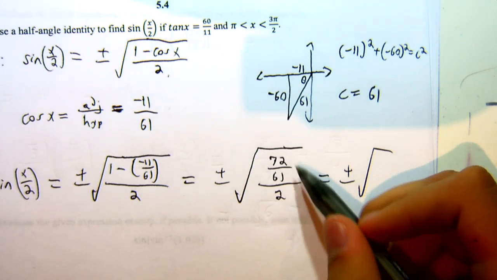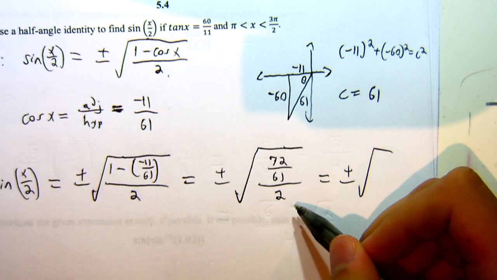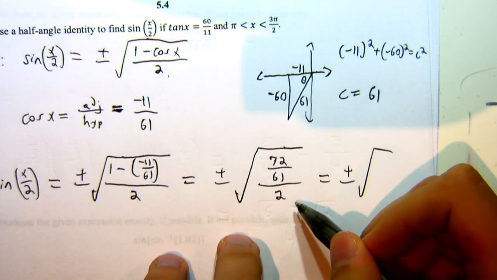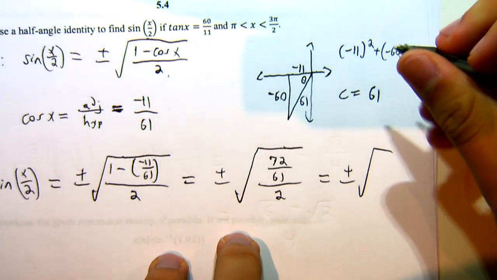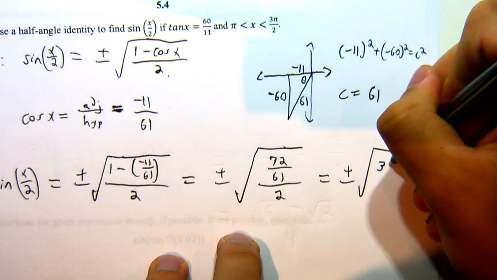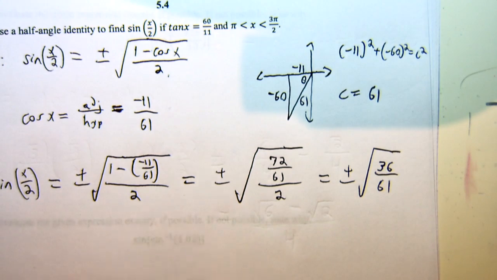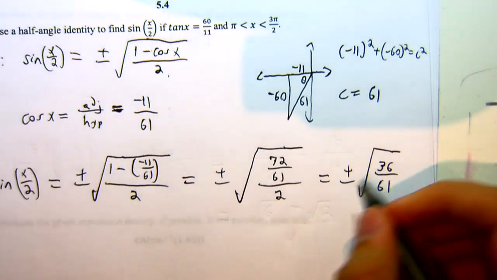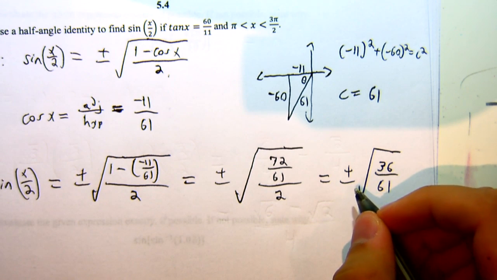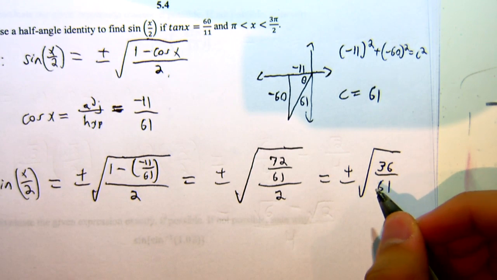And 72 over 61 divided by 2 is just going to be equal to 36 over 61. Alright, and then we have to decide whether it's going to be a positive or a negative value.